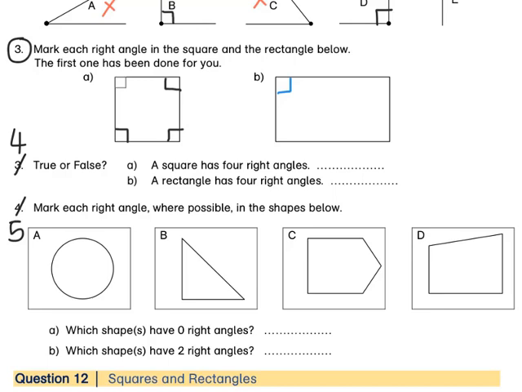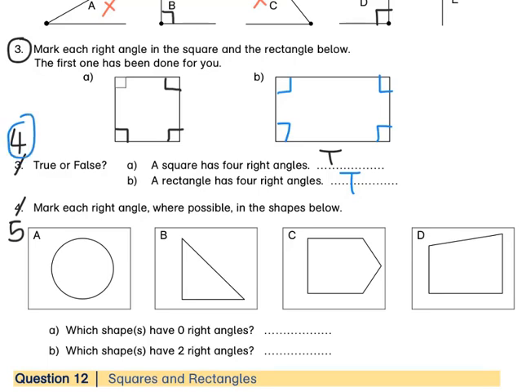True or false? A square has 4 right angles. As we could see from this diagram, this is true. All squares have 4 right angles. For B, a rectangle has 4 right angles. You should have filled those in there. And we can see that a rectangle also has 4 right angles. So this is true. Press pause to complete this question by yourself.